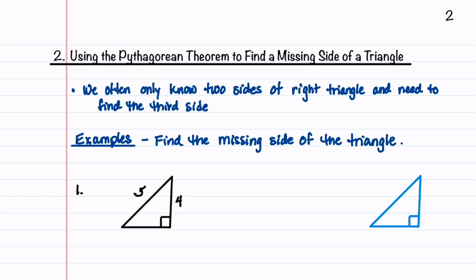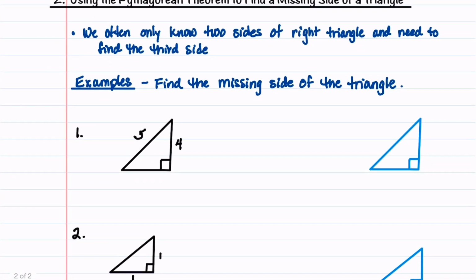Let's now use the Pythagorean theorem to find a missing side of a triangle. We often only know two sides of a right triangle, and we need to find the third side. In these examples, we're going to be asked to find the missing side of the triangle. The first thing that we need to do is label the unknown side.